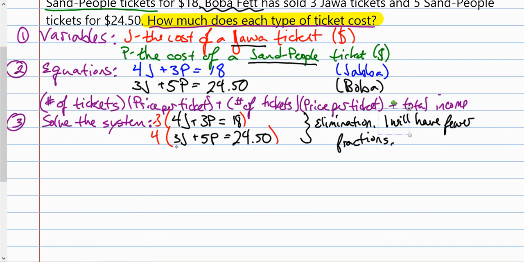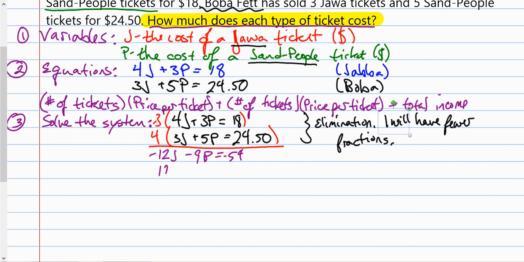When I do that, I'm going to get a new set of equations. So this will give me a -12j minus 9p equals, let's see, 3 times 18 is going to be 54, and this would be a negative 54. I almost missed that one. So I'm just distributing that 3 through to all 3 pieces. Same thing with this 4 down here.